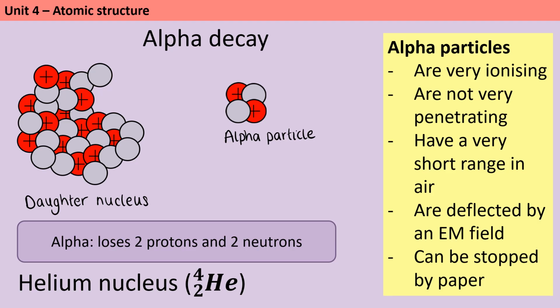Alpha particles are very ionizing. In other words, they're very good at turning other atoms into ions. They're not very penetrating because they're so big that they're really easily stopped. They have a short range in air for the same reason. They're quite big, so they collide with molecules in the air, and this stops them travelling further. They can be deflected or pushed to the side by an electromagnetic field, and they can also be stopped by a thin layer of paper.